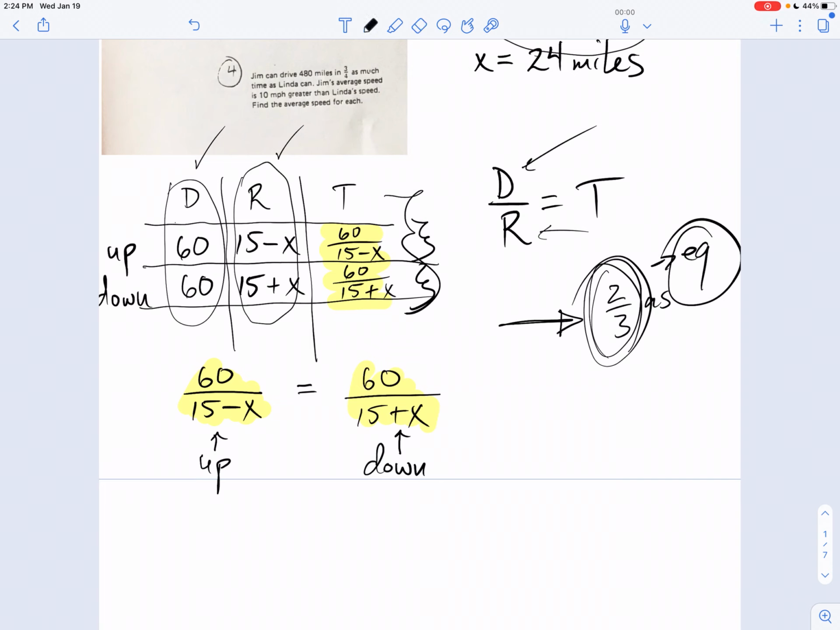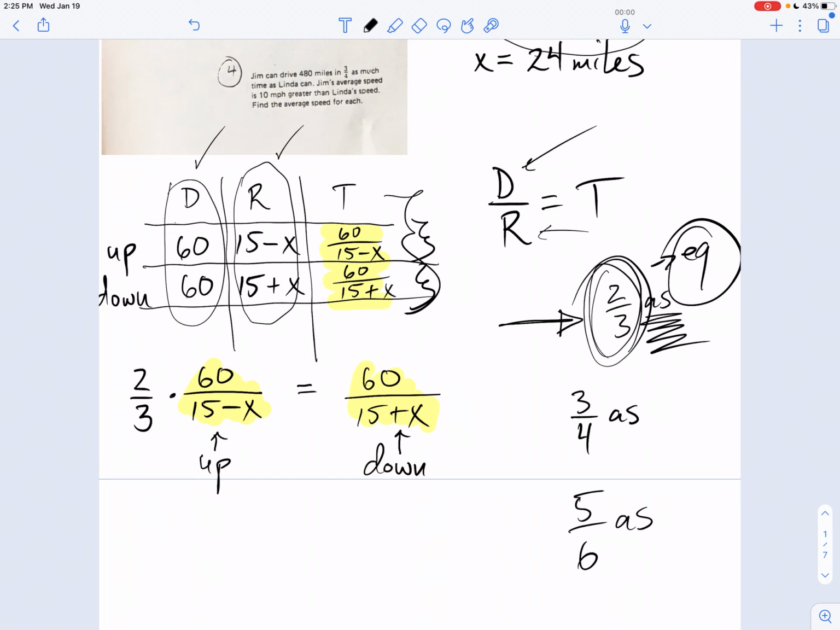To make them equal to each other, I'm going to say 2/3 as much time. 2/3 as much time means multiply by 2/3. If it said 3/4 as much time, I would multiply by 3/4. If it said 5/6 as much time, I would multiply by 5/6.